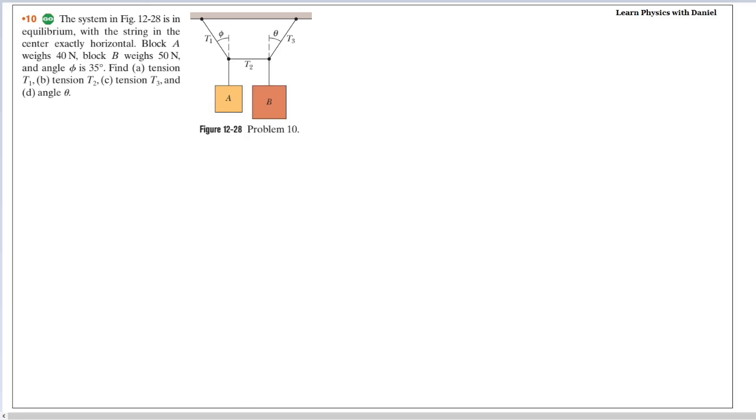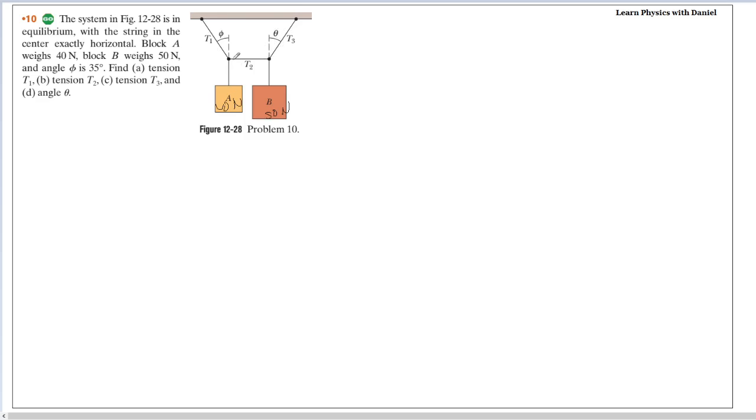So today we will be covering problem number 10 in chapter 12 this time. So this problem is talking about static equilibrium. So let's read through our question. We have two blocks being supported by three different strings. We have two diagonal strings and an exactly horizontal string, a 40 Newton block and a 50 Newton block, and we know one of the angles. And we want to find these three tensions and also this unknown angle.